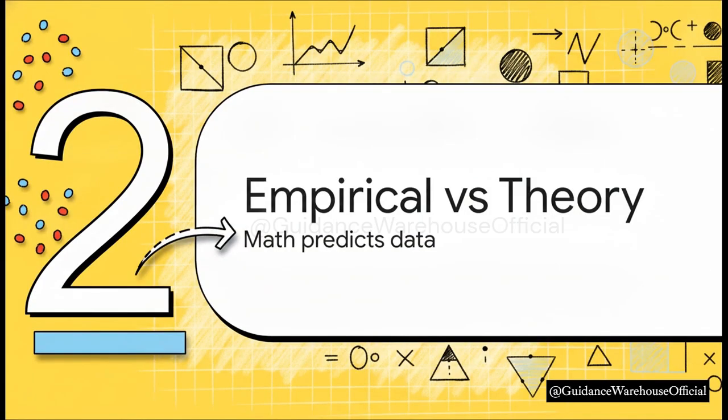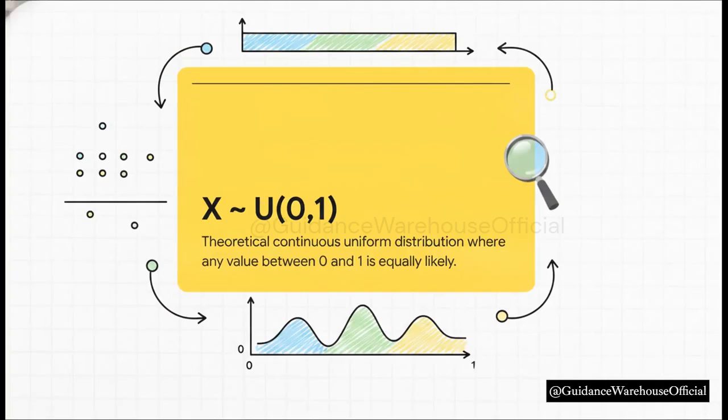Section 2. Empirical versus theory, how math predicts data. Now that we've got the basic idea of collecting our data down, let's look at the actual math that predicts what should happen. We're stepping out of the messy real world and into the perfect theoretical world. In stats, we use a very specific notation for this. We write it as X ~ U(0, 1). This is just a fancy way of saying that the random variable X follows a theoretical continuous uniform distribution.